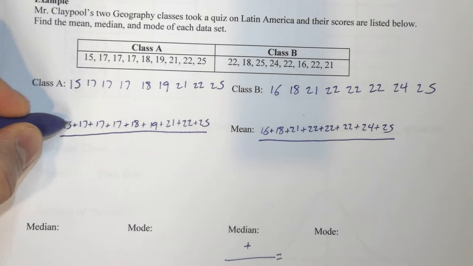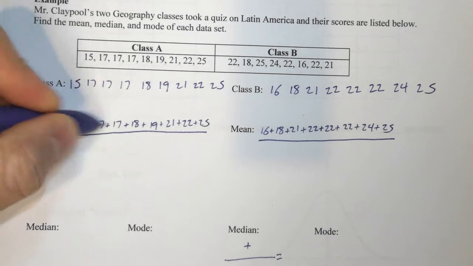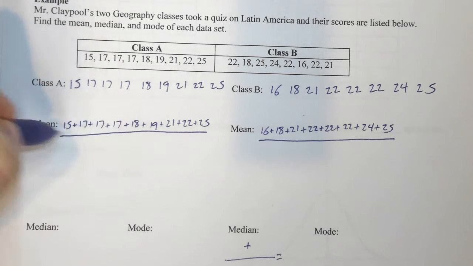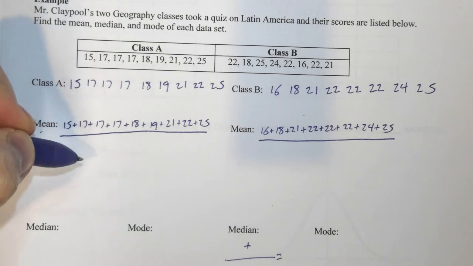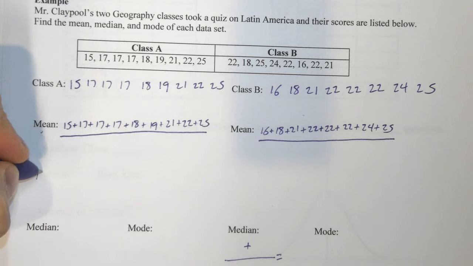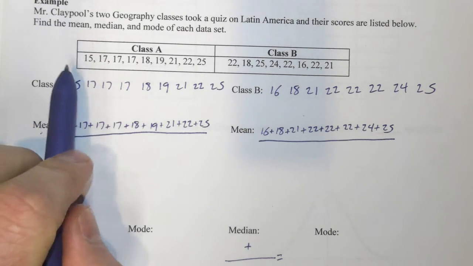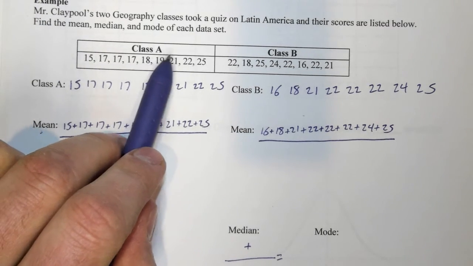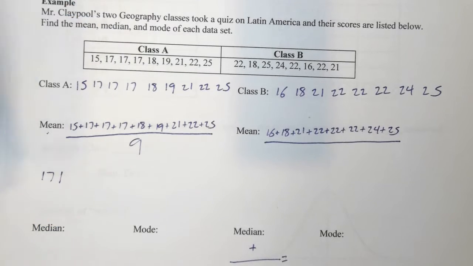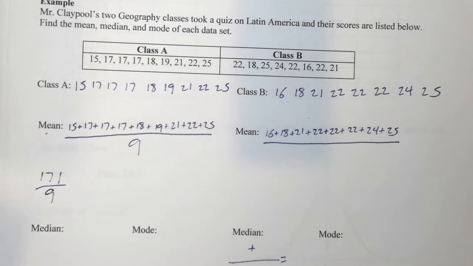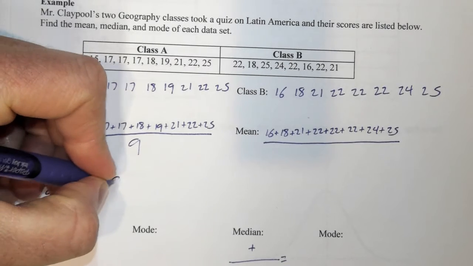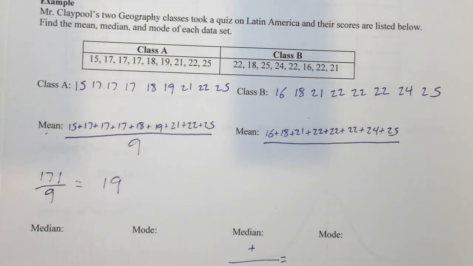For mean, I'm going to copy them down again with plus signs this time, and then add them all up. When you add them all up, you're going to get 171. Now that's pretty good, but we need to do a little bit more. You also need to divide by the number of students in the class. If you're counting students, you will find that there were 9 kids in the class. So you need to take your sum of 171 and divide it by 9, and that means that the average score was a 19.